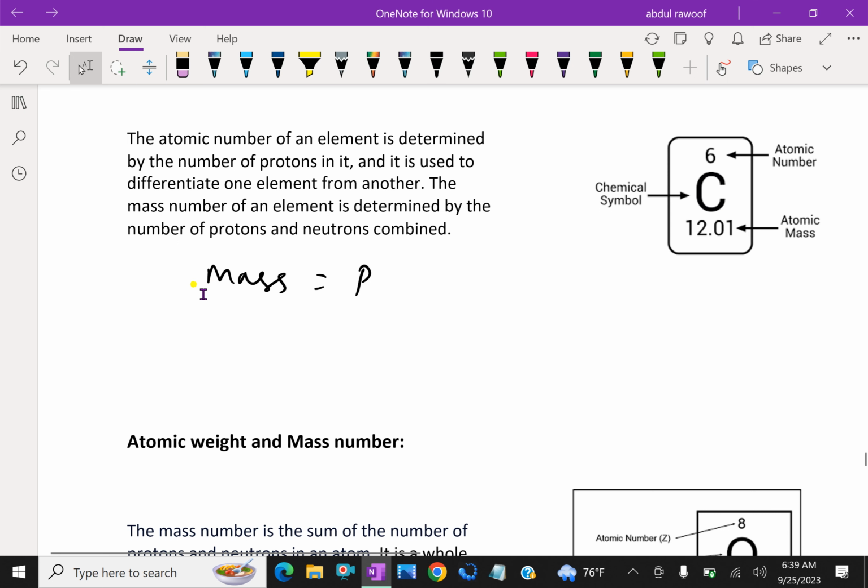Here the atomic number of an element is determined by the number of protons in it, and it is used to differentiate one element from another. The mass number of an element is determined by the number of protons and neutrons combined. Mass is proton and neutron.